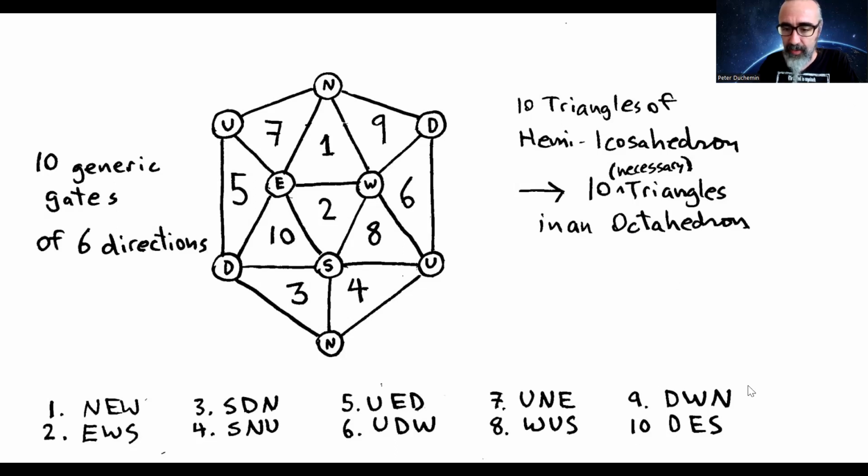But just to finish with the 9 and 10, you've got down west north and down east south. Same idea, except just the northeast, the northwest and southeast axes. So they are triangles that are the lower faces. So basically, now we have this hemicosahedron that's been folded into an octahedron, and then positioned in relation to the 4 directions. Okay.